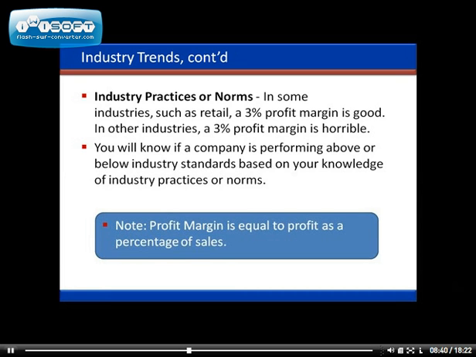And you will know if a company is performing above or below industry standards based on the knowledge of the industry practices or norms. And just a quick note, the profit margin is equal to profit as a percentage of sales. And if you do not quite get what profit margin is, we will actually discuss that in other video tutorials or supplements that can give you a good gauge of what profit margin is. So don't worry about that. Just understand that you need to understand industry trends or industry practices or norms in order to properly evaluate companies that you're trying to invest in.